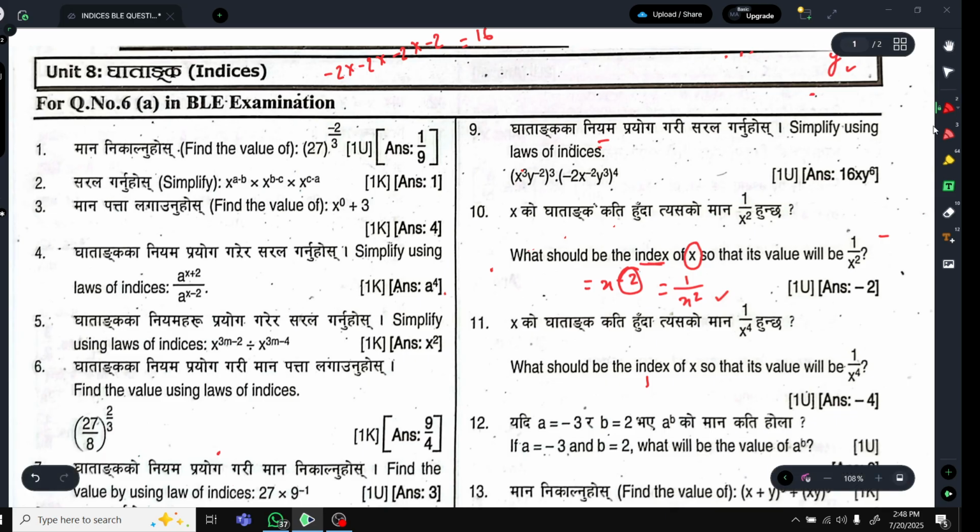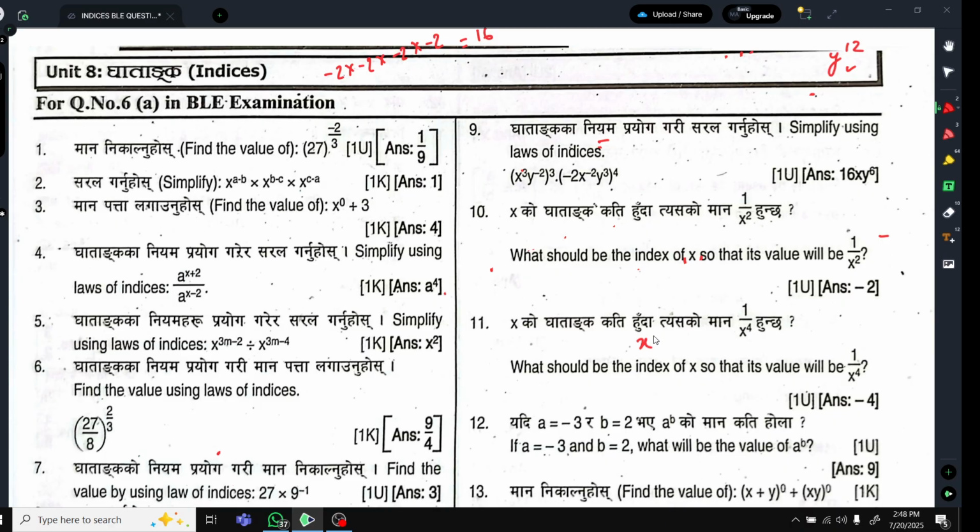Coming to question number 11. What is given? Question number 11, a similar question. What should be the index of x so that its value is going to be x power 4? Very easy, same thing. When you keep x to the power minus 4, it will go down to become positive. It will become 1 by x to the power 4.